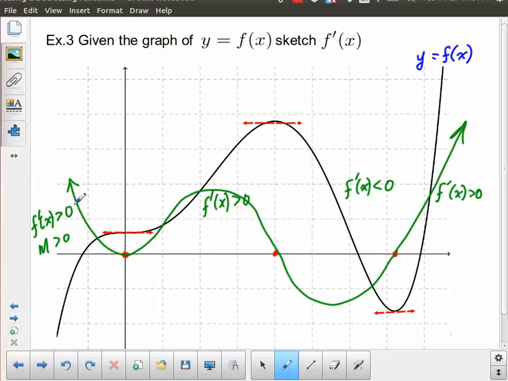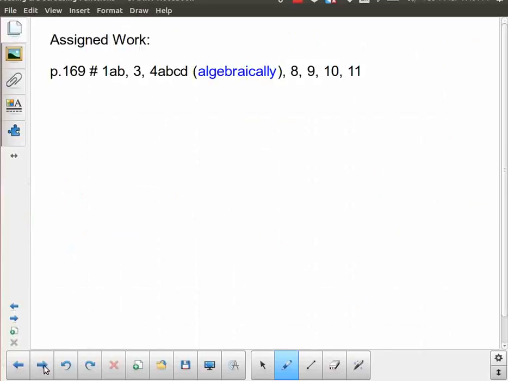Okay, so I believe that's it for this lesson. So you've got some work here. Notice that in the homework I do specify I want you to do question number 4 algebraically. So keep that in mind. That means you're going to be taking derivatives, using an interval table, factoring, that sort of thing.